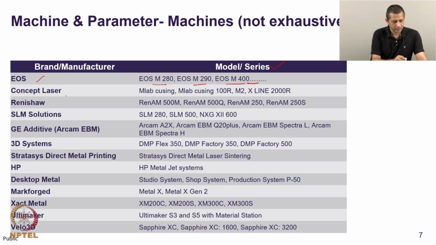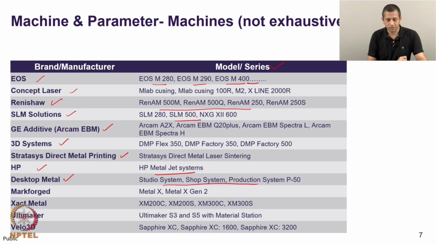There are various other brands, for example Concept Laser, Renishaw offers various models of machines, SLM Solutions has various machines available. There are various solutions available from GE Additive, 3D Systems, Stratasys, HP has metal jet systems because of their historic involvement in inkjet printing. We have Desktop Metal available in various forms and models. MarkForged, ExOne offers various solutions. We have Ultimaker and Velo3D.